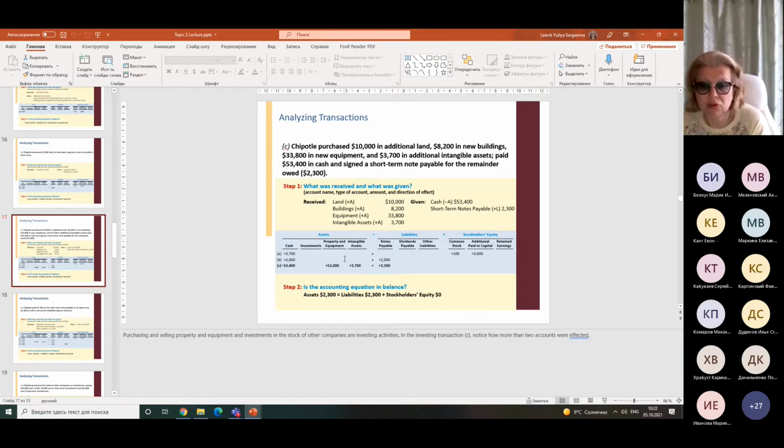If we see on this horizontal model, you see decrease in cash, increase in property and equipment, increase in intangible, and increase in notes payable. And finally, we can see that after this treatment, the accounting equation is in balance.